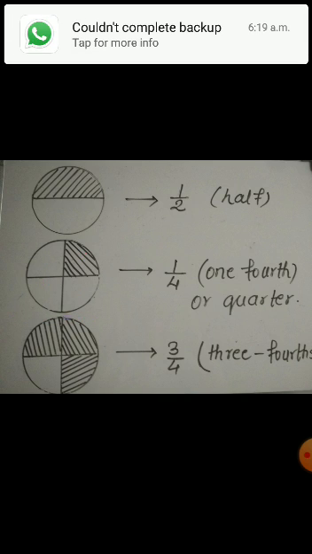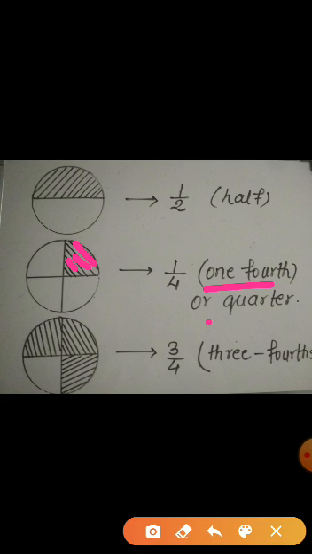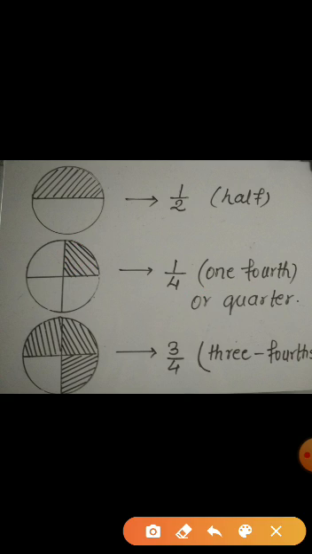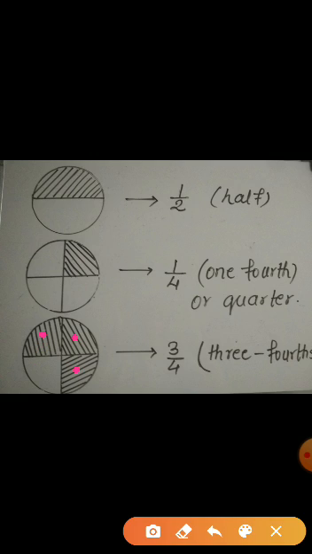In the second case, I divided the circle into four equal parts. Out of the four equal parts, only one part is shaded. So this part is referred to as 1/4 or a quarter and can be written as 1 by 4 in terms of fraction. In the third case, I divided the circle again into 4 equal parts, but out of the 4 equal parts, only 3 parts are shaded here. So these parts are referred to as 3/4 and can be written as 3 by 4 in terms of fraction.